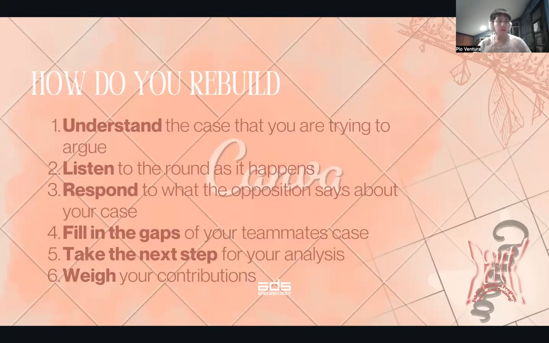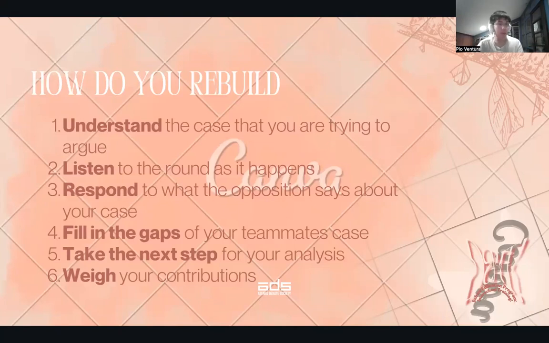So this is what I've already mentioned, but let's just go through them point by point. The first thing that you ought to practice when you're trying to learn rebuilding is that you should firstly understand the case that you are trying to do. Most of the time, when it comes to making arguments during prep, we tend to gravitate towards a big impact or something that sounds really good for you to say.